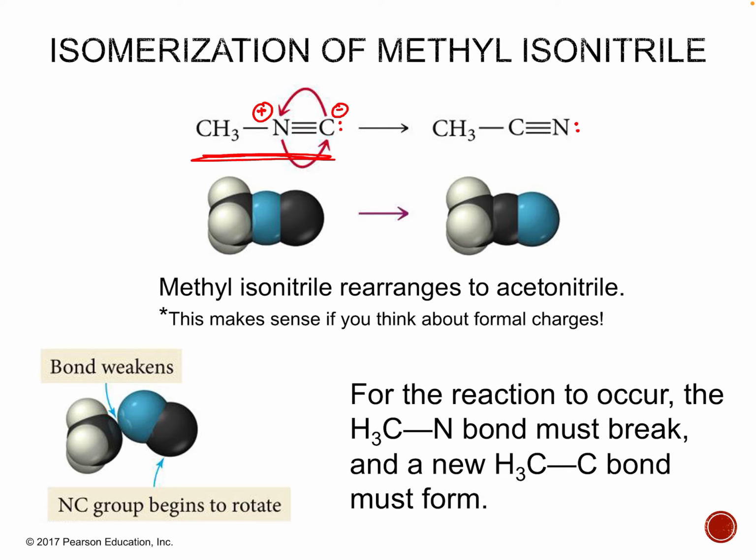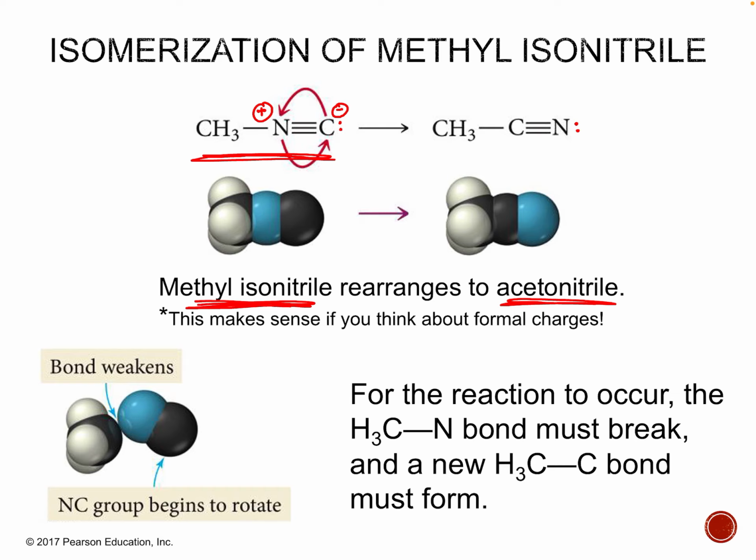If we look at the formal charges of acetonitrile on this side, now carbon does not have a formal charge and nitrogen does not have a formal charge. And if you remember your formal charge rules, we want formal charges of 0. So that means that acetonitrile is much more stable than methyl isonitrile. So if we have methyl isonitrile over time, it will rearrange.